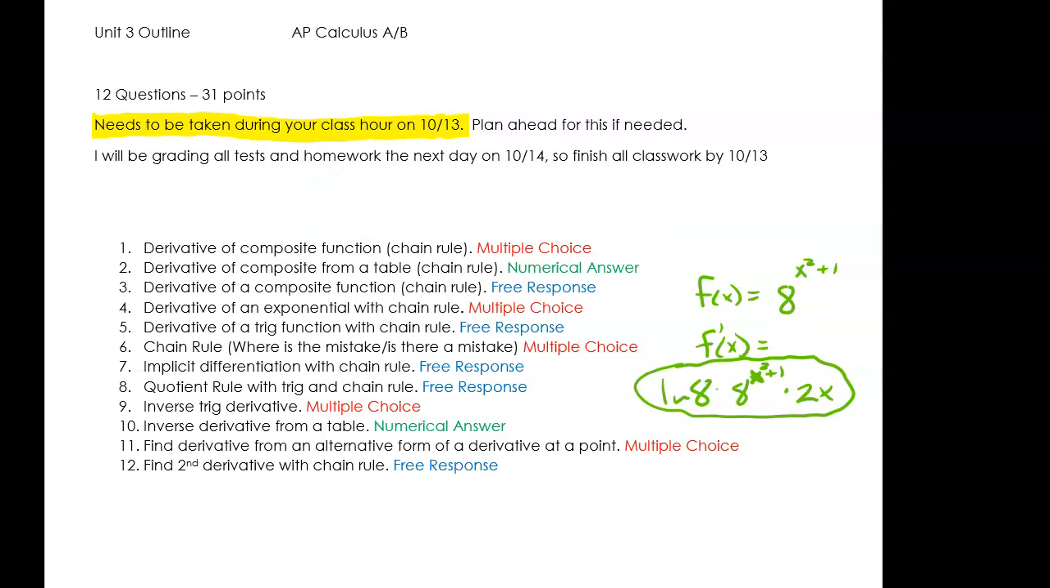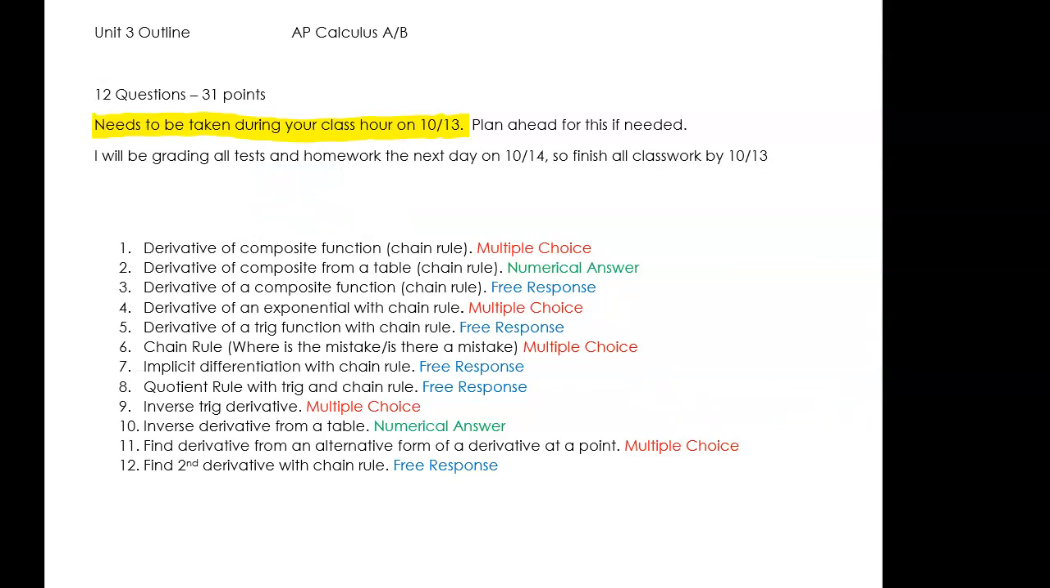I just wanted to make sure I wasn't misremembering the formula, because there's so many formulas in calc. Okay, so that was 4.